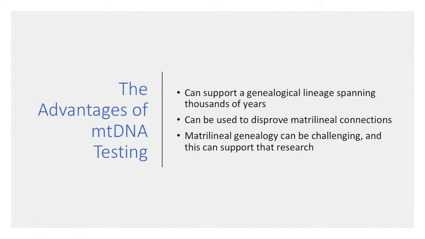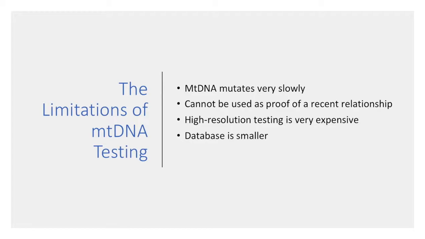So the advantages of mitochondrial DNA testing are that you can get supporting evidence for a lineage spanning thousands of years because of how slowly it mutates, but it is only supporting evidence. It can be used to disprove a matrilineal connection, like we just discussed. And of course, as we all know, matrilineal genealogy can be challenging because of the surname changing in every generation. It can be a bit difficult. And any data that can support us in that search is great and very helpful.